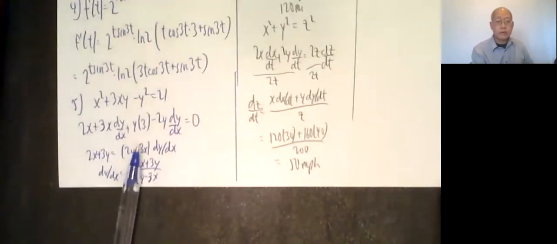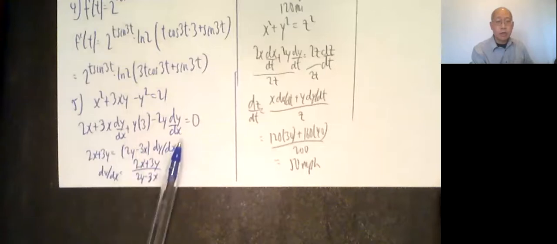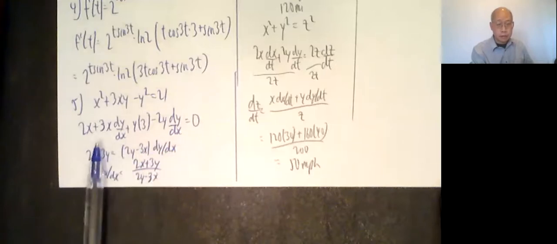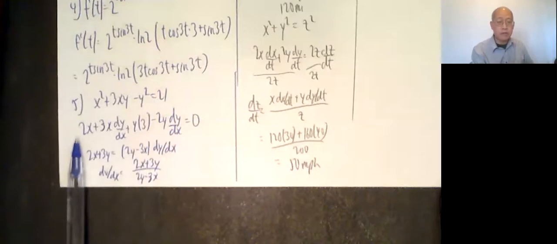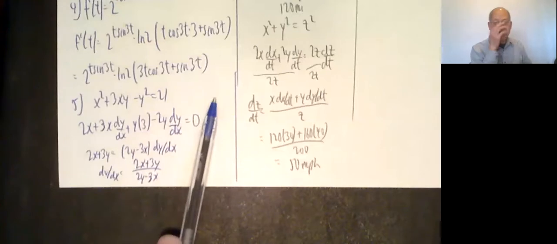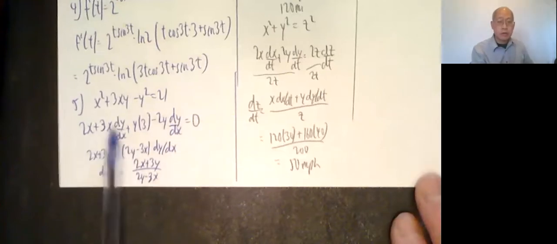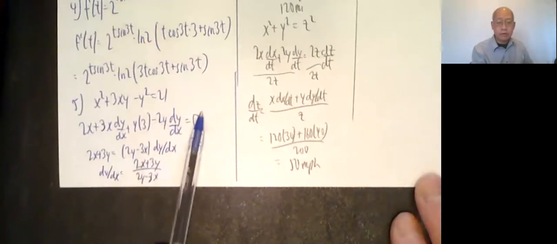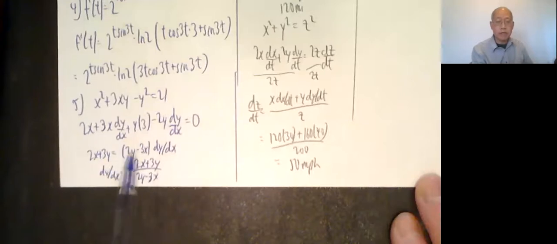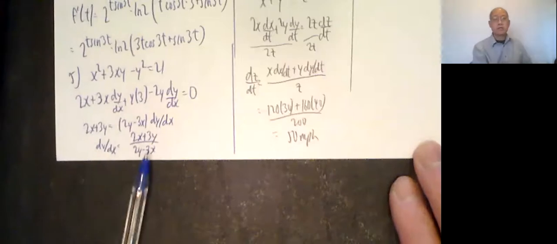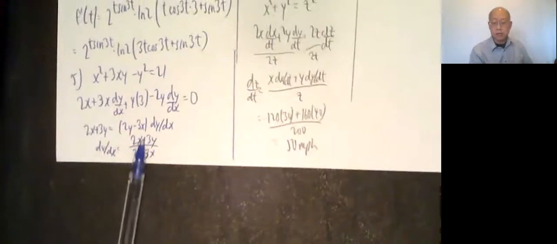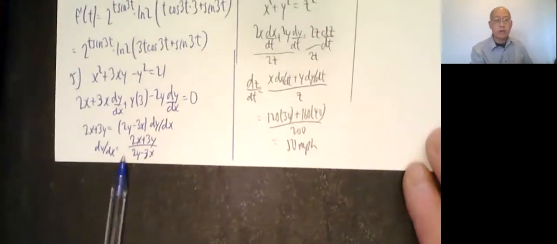The terms that don't have a dy dx stay on this side since they're both positive. So I left 2x and 3y on this side. I moved the dy dx's to the right side to have fewer negative signs. So that one goes over, it becomes a negative. That one goes over, it becomes a positive. So I have 2y minus 3x times dy dx, divided by 2y minus 3x. So dy dx is 2x plus 3y all over 2y minus 3x.